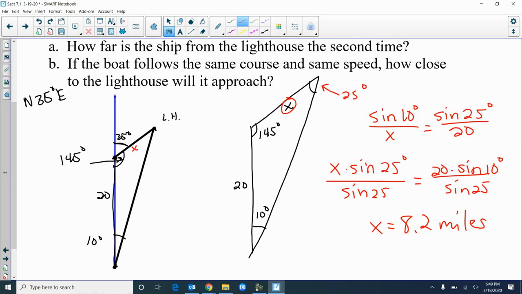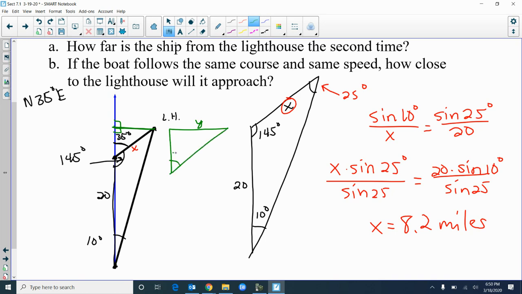Now there's a second question. It says, if the boat follows the same course and same speed, how close to the lighthouse will the boat approach? Well, where would the closest point be? That will actually be this distance right here, and it has to be the perpendicular distance. The closest a point comes to a line is the perpendicular distance. Well, that's going to create a right triangle. So if you look at that right there, that's the distance I need to know.